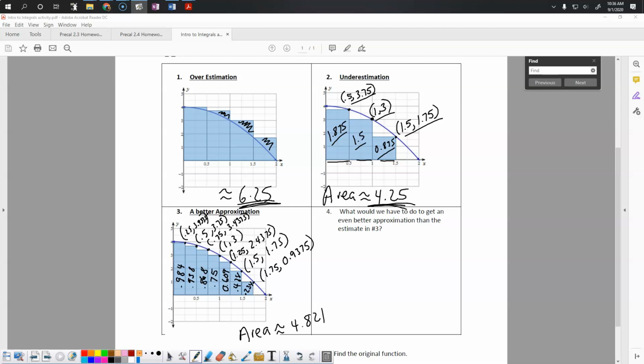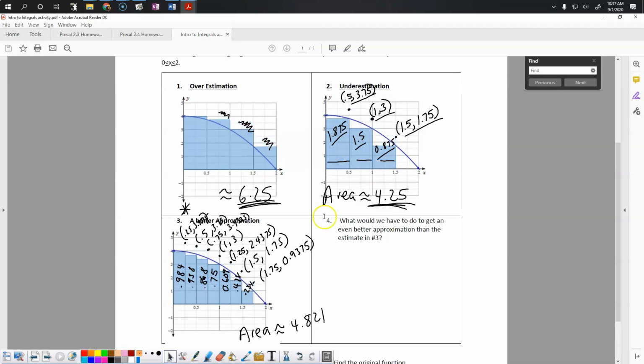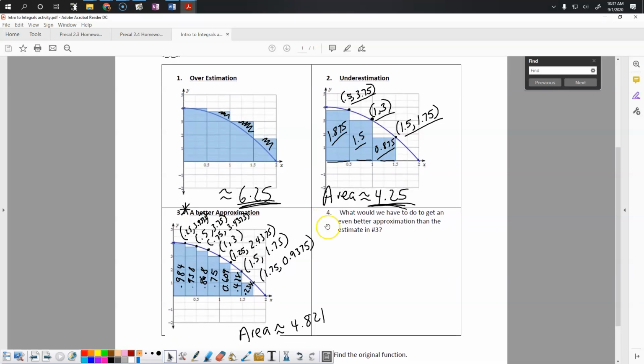Let's take a look at number 3. I titled it A Better Approximation. Sorry, I got a little bit interrupted there with something. But anyway, I titled this A Better Approximation. And you'll notice that there's more rectangles, okay? So I'll let you ponder why I called it a better approximation, number 4.